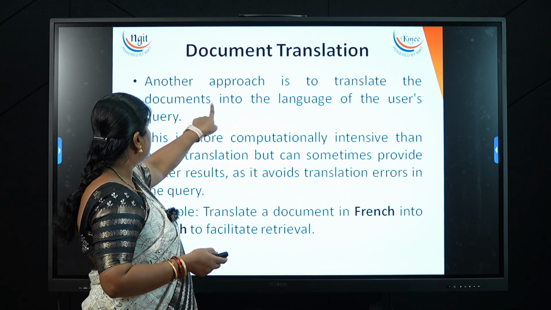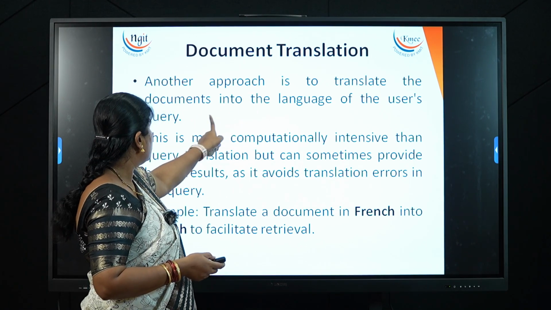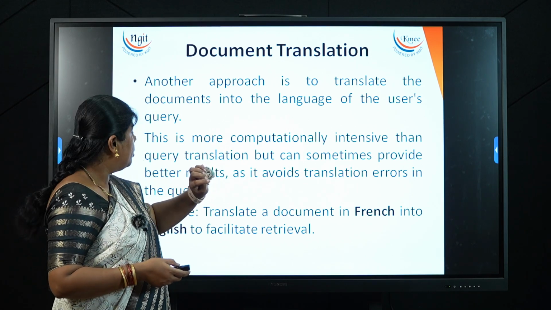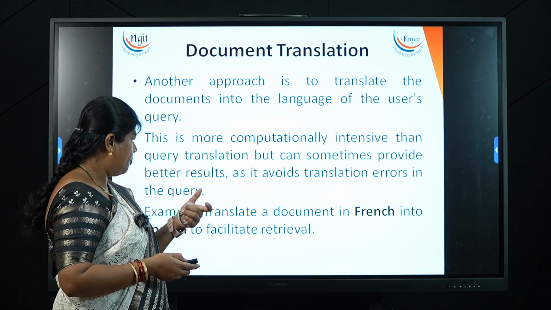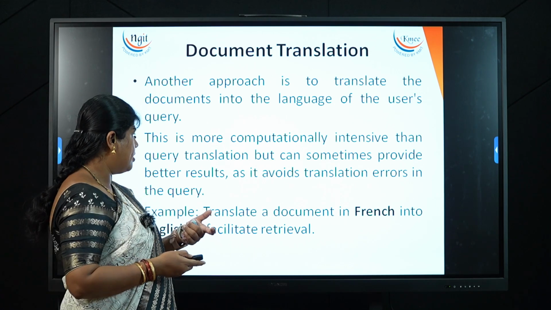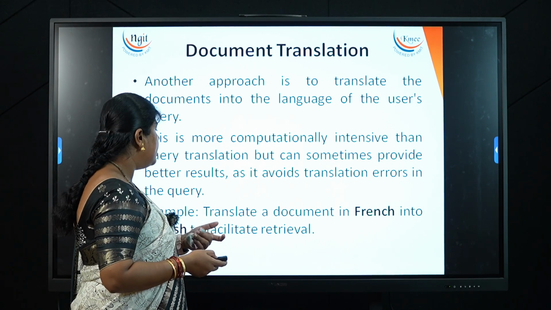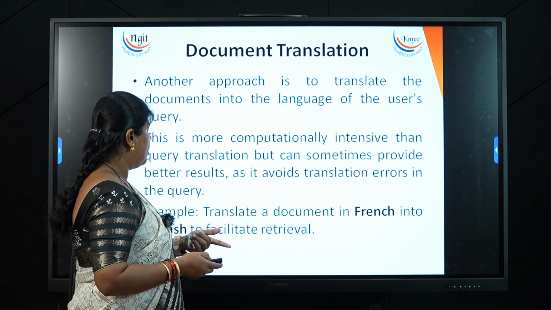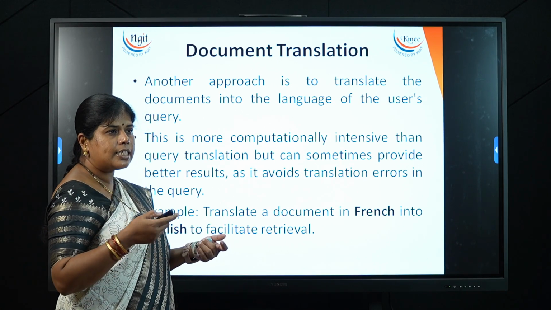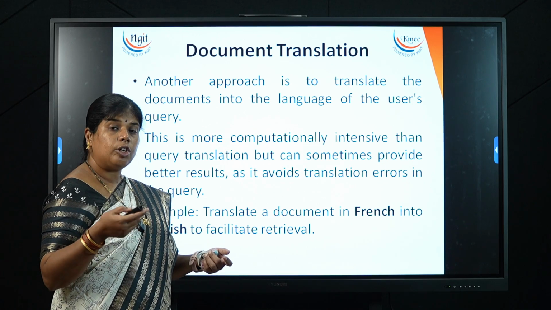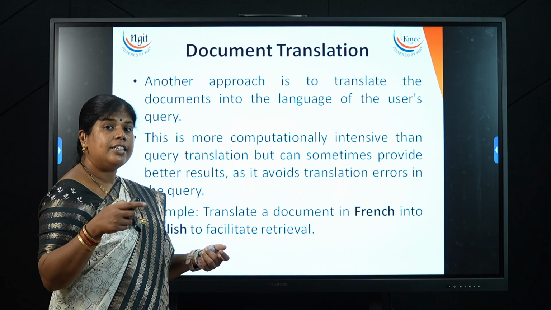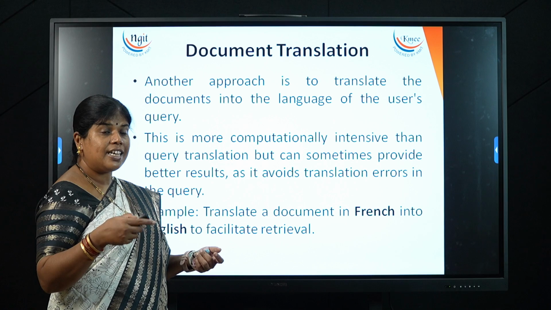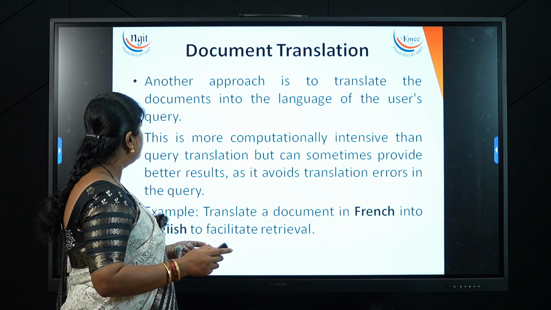Another approach is what? Translate the document into the language of the user's query. Okay, that is what the results are. You are translating your results into the user language. Okay, translate a document in French into English to facilitate the retrieval. Okay, but as compared to query translation, document translation is a time consuming process. Okay, it is a hectic process that you should remember.